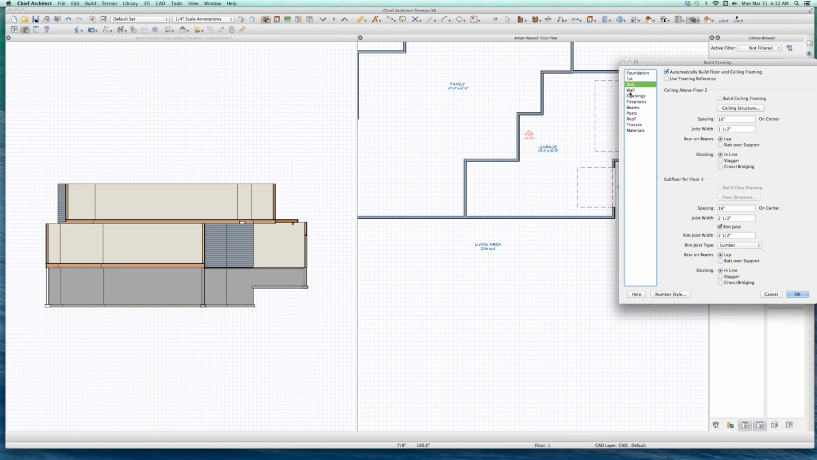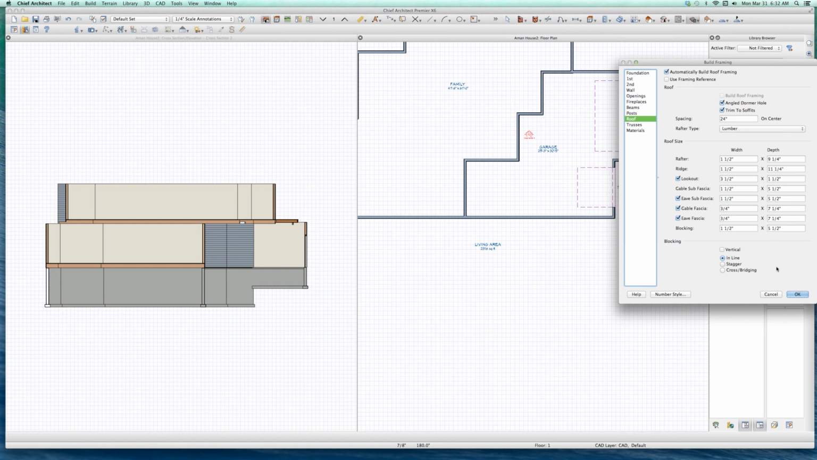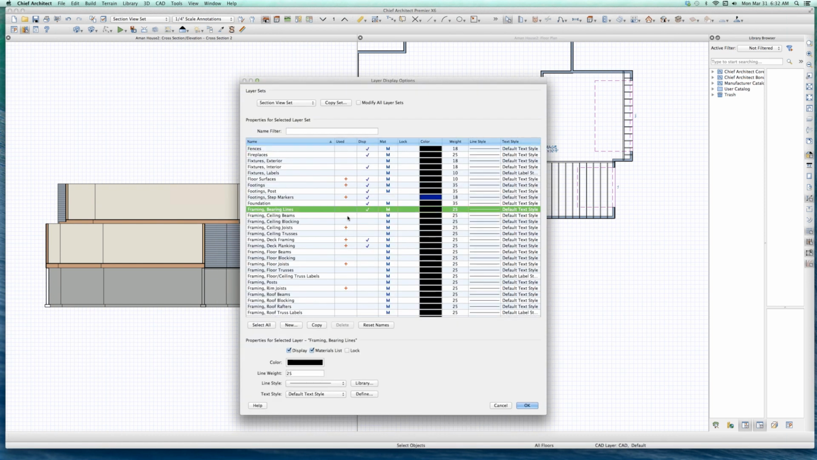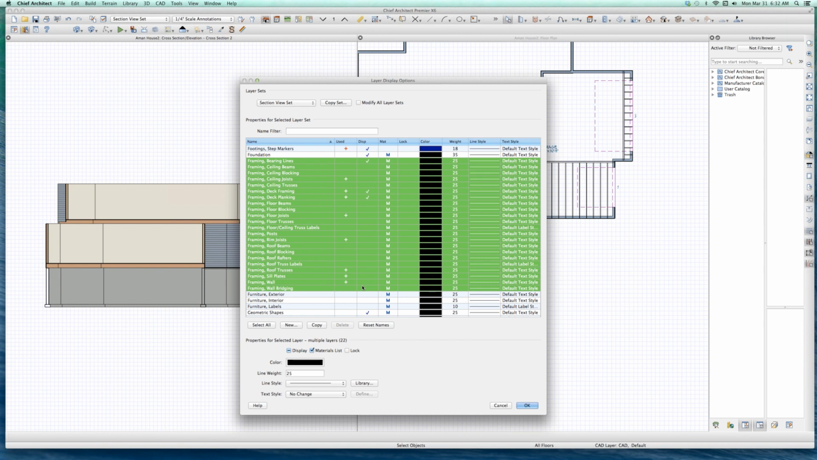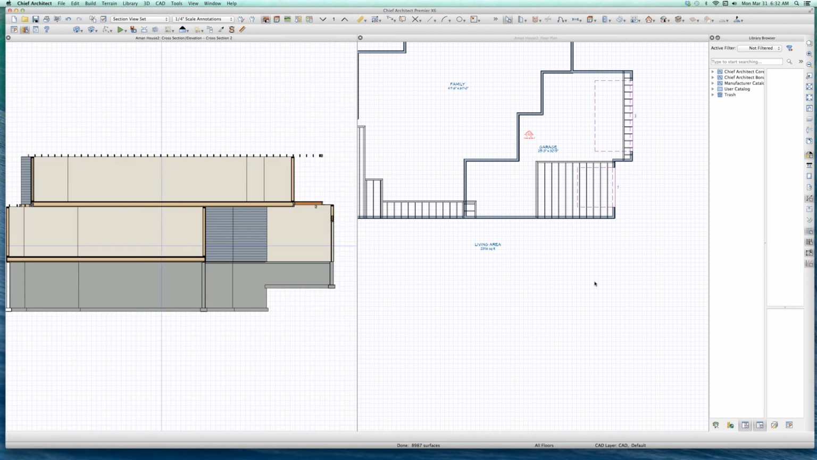automatically build this stuff just so we can see what's going on. The walls, floors, and the roof. And look at this, look at the framing. Turn on all this framing for your section. Turn that stuff on. There now. I'm not sure what he's saying.